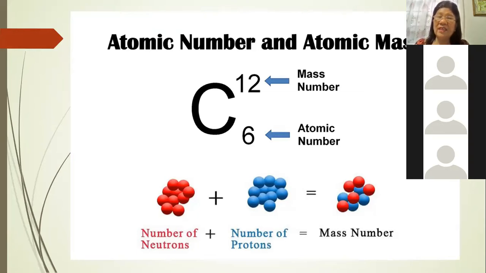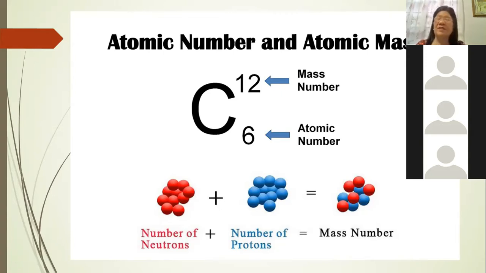What about the mass number? The mass number is equivalent to 12. Looking into the periodic table, the upper portion is the atomic number, and the lower portion is the mass number. Okay, so how will we know the number of electrons, protons, and neutrons? Whatever the atomic number is, that is your basis: the atomic number is equal to the number of electrons and equal to the number of protons.